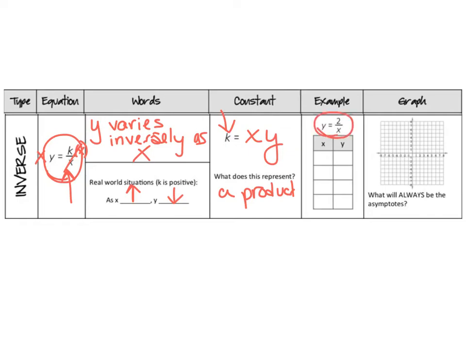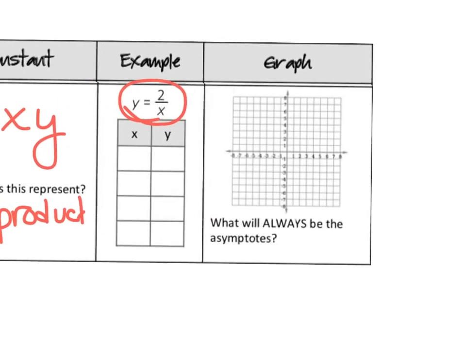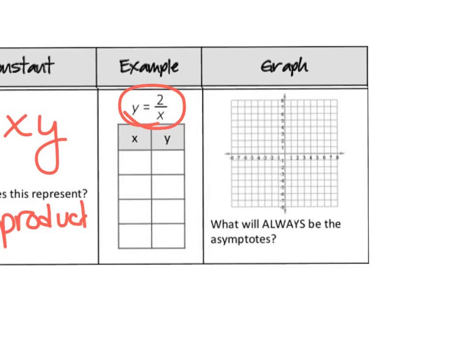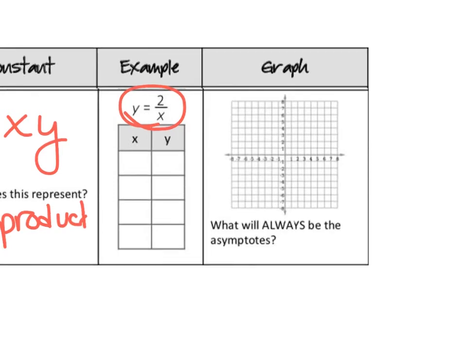Here, let's do an example now. I'm going to pick some values, and I'm going to be smart about them since I need to do 2 divided by x. I'm going to work out some things that work out nicely. I'm going to do -4. So 2 over -4 reduces to -1/2. I'll try -1. Plug in -1. That's going to be -2. I'm going to plug in 1. 2 divided by 1 is 2. And I'm going to plug in 2. 2 divided by 2 is 1.